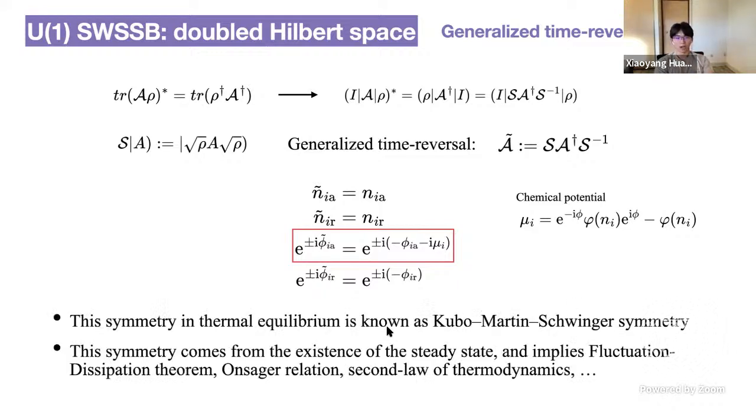So this symmetry is actually not quite exotic because it actually happens in thermal equilibrium. It's known as the Kubo-Martin-Schwinger symmetry. And there are a lot of works showing that this symmetry is actually very powerful, and it implies many relations that should hold in Landau's paradigm, for example, the fluctuation dissipation theorem, the Onsager relation, and also the second law of thermodynamics, meaning that the entropy rate is non-negative.